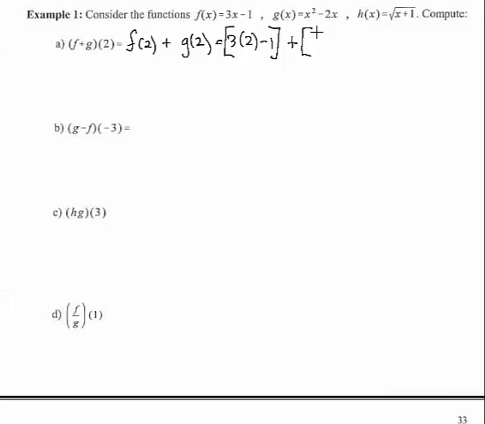G is x squared minus 2x, and so I put 2 in the place of x, and then I subtract 2 multiplied by 2. And this set of brackets would be g of 2. 3 times 2 is 6 minus 1. 2 squared is 4, and then minus 4. 2 times 2 with a minus.